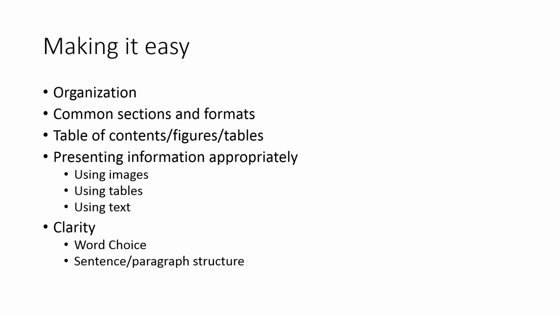Finally, we're going to talk about clarity. Clarity involves word choice and sentence and paragraph structure. You want to make 100% sure that everything you do in your technical writing makes a lot of sense to the person who's reading it. In order to do that, you don't want to obscure your meaning behind very complicated words or incorrect sentence structure.